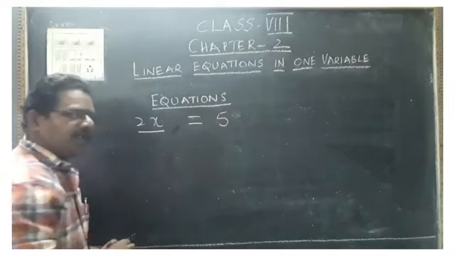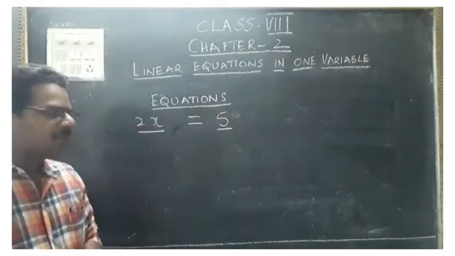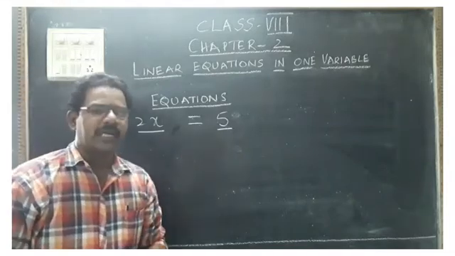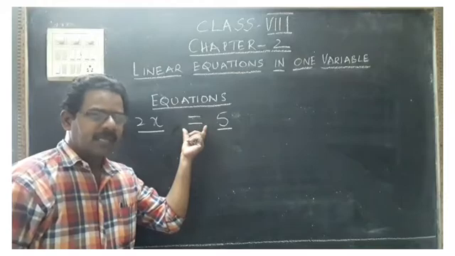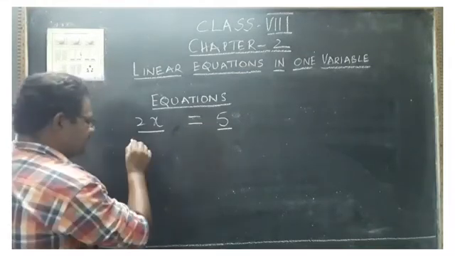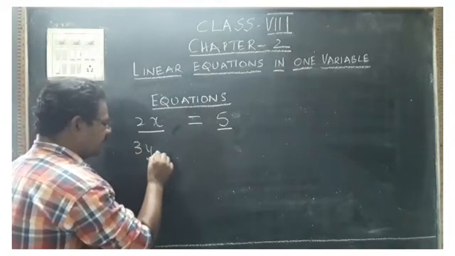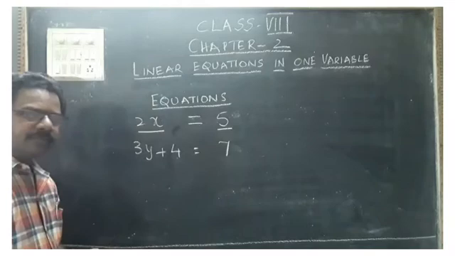2x is an algebraic expression whereas 5 is a numerical expression. So an algebraic expression and a numerical expression are combined with the equality symbol. Then we can call it an equation. Okay, like this. Another equation I am taking: 3y plus 4 is equal to 7.